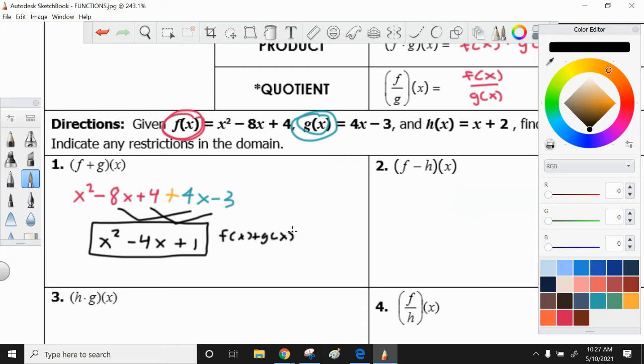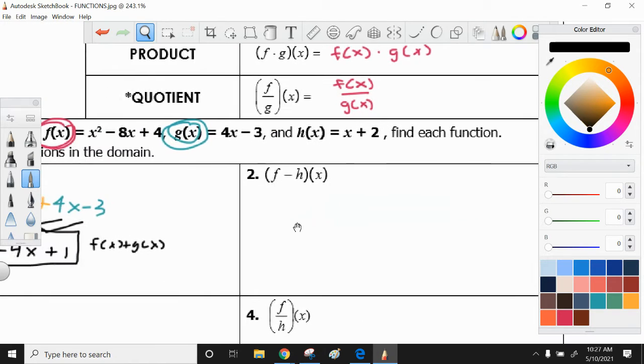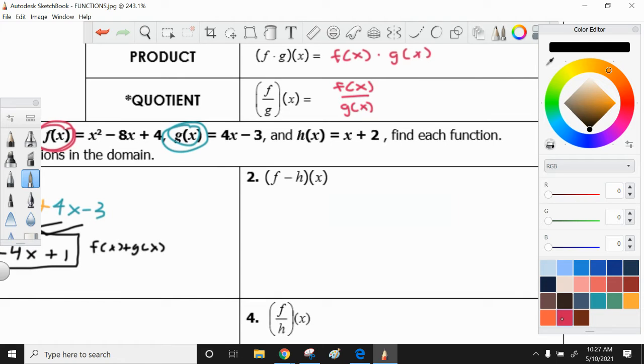Piece of cake. Now, the only other mistake that you'll make is on subtraction. Okay, we've done so many different subtraction questions this year, and I've warned you every time, subtraction is not difficult, but subtraction is the one that you're going to mess up. Let's see, we got a new function here, h, so I'll use orange for that, x plus 2. Now what we need to do is subtract h away from f. What we've got here basically is just f of x minus h of x.